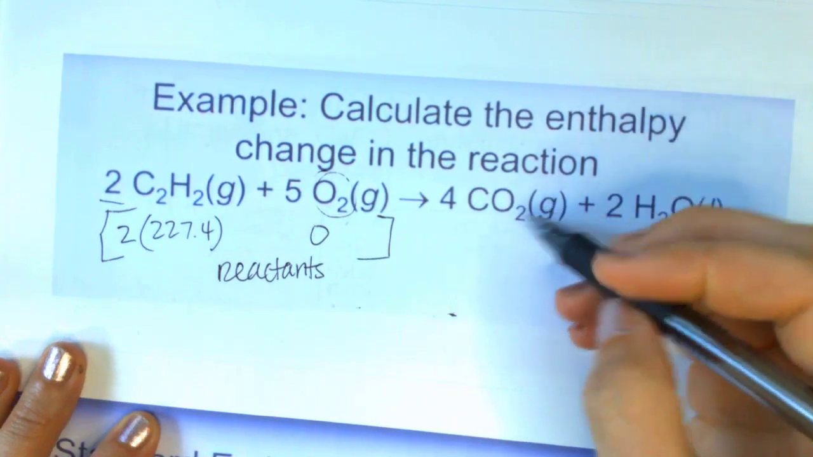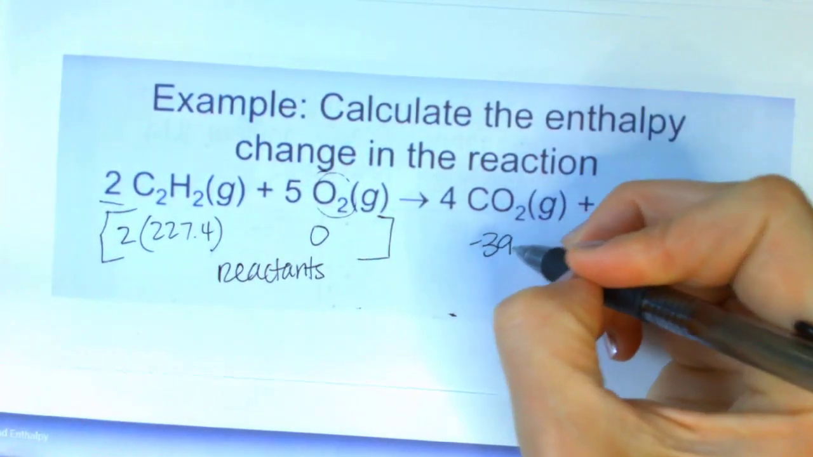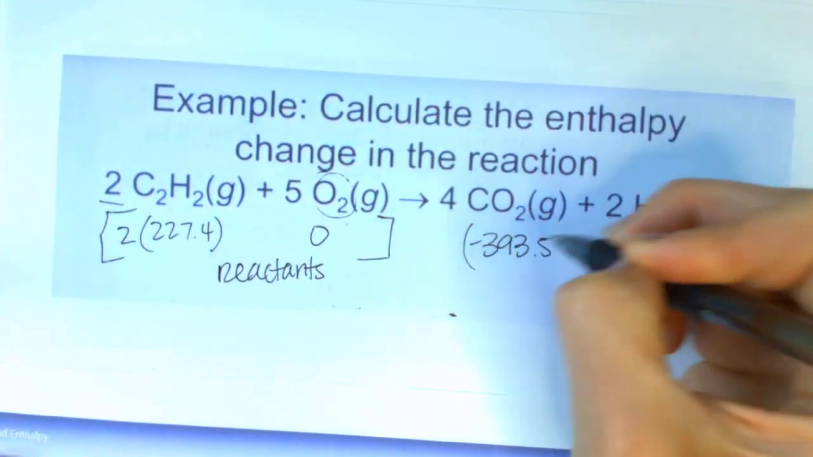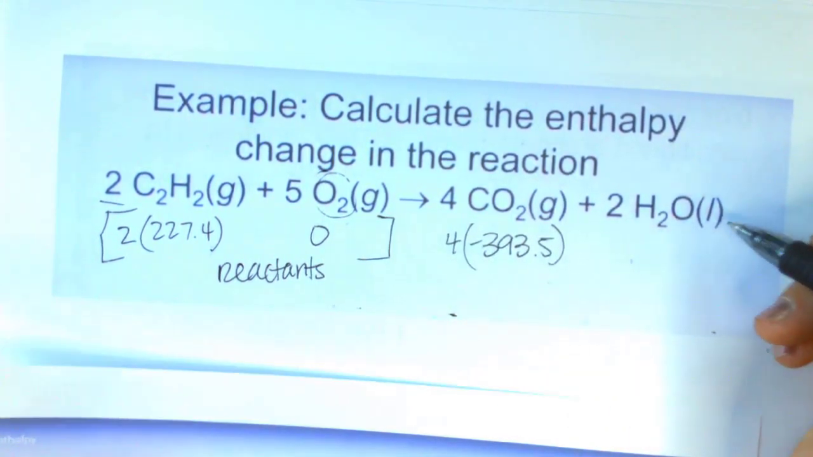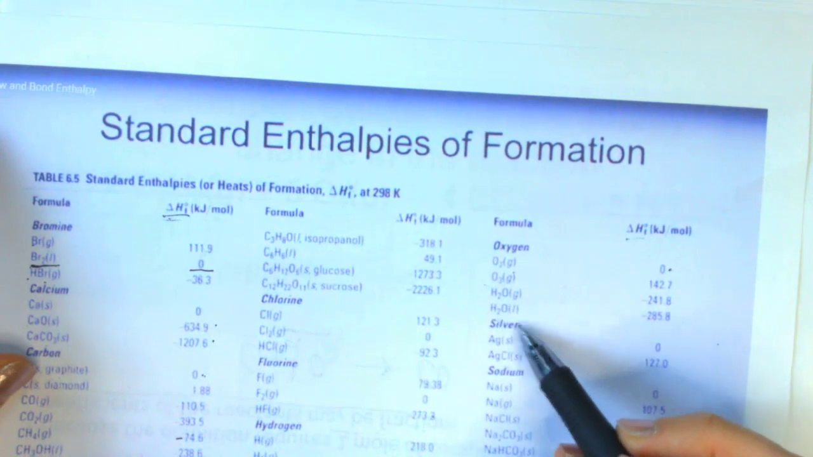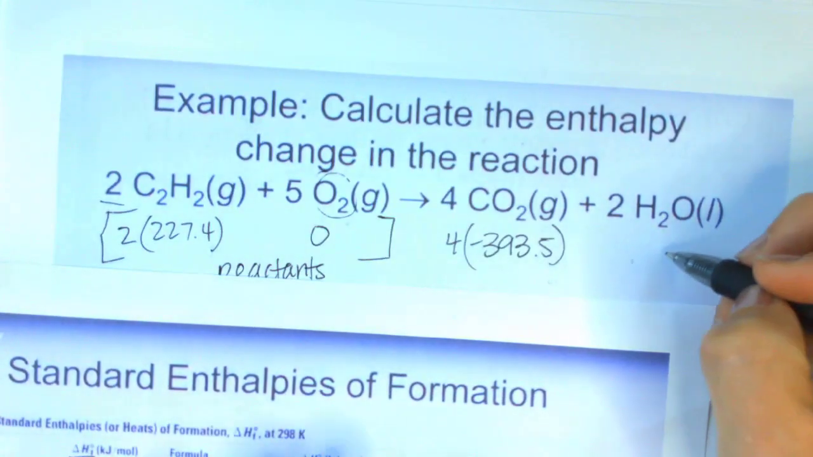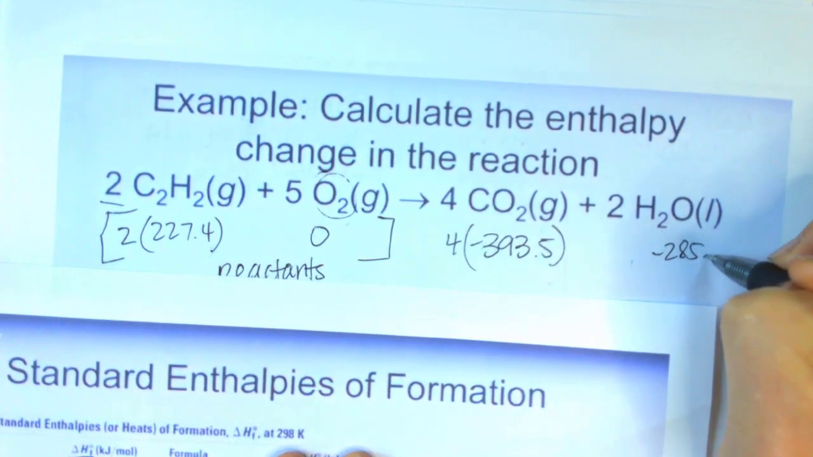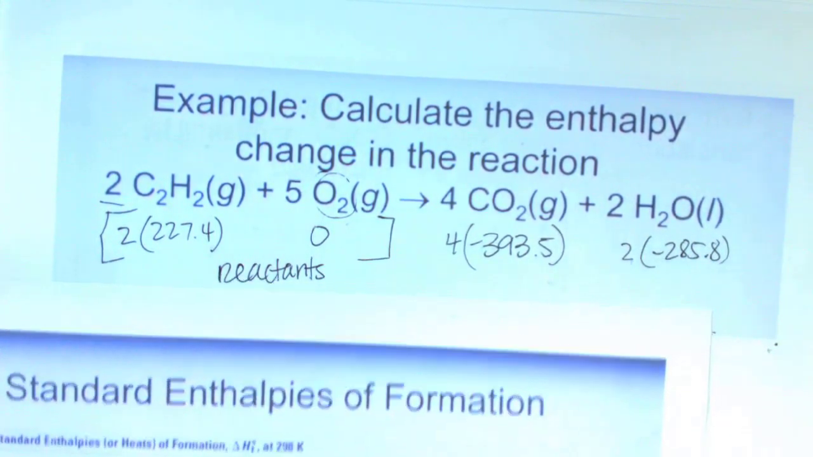Let's look at my products. CO2 gas, standard heat of formation is negative 393.5. And that has a coefficient of 4. And then liquid water, H2O, liquid water is negative 285.8. And we need to multiply that by 2. Okay, so I'm done with my chart here.